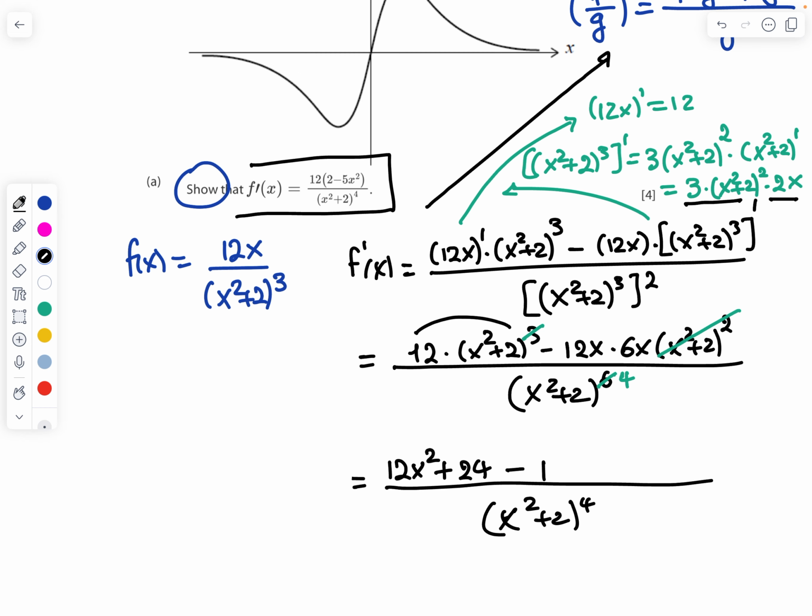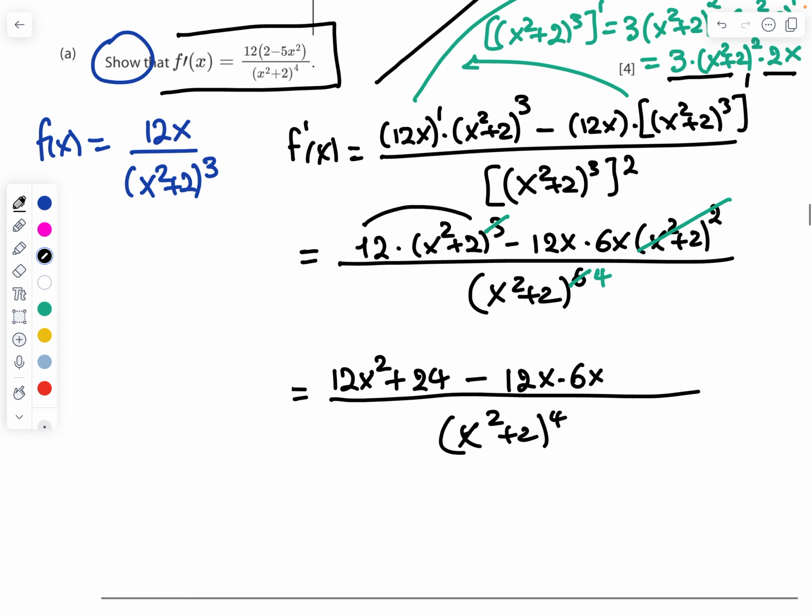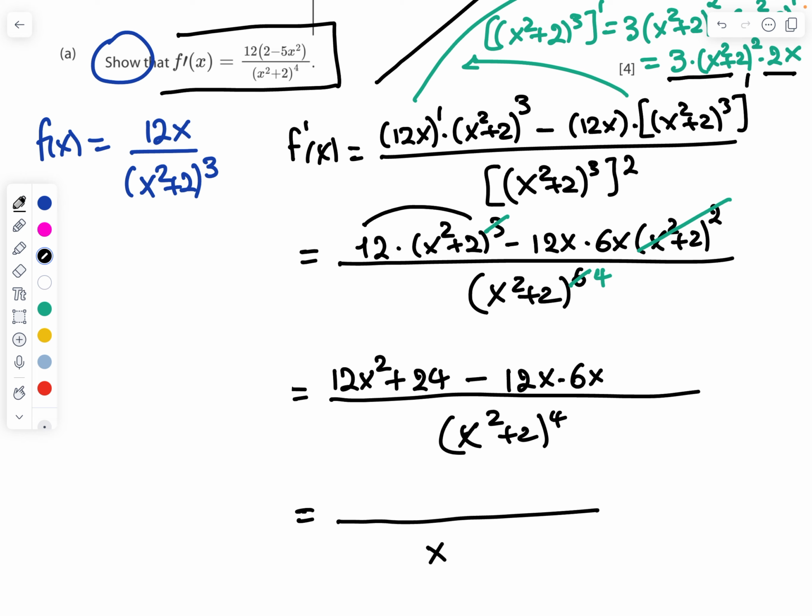minus 12x times 6x, and that's it. It's kind of weird now because I'm going to have to make the numerator 12 times (2 minus 5x squared). So where is this going to come from? I'm going to have to work with the numerator a little bit. There could have been different ways to go faster, but in reality, even if I do an extra step, all I want is to make it match with the show that command that you can see up there.